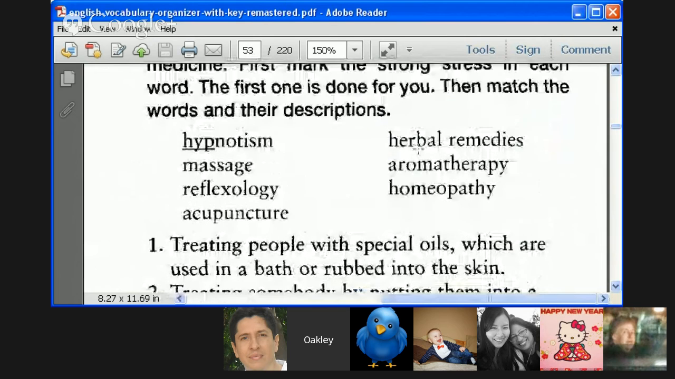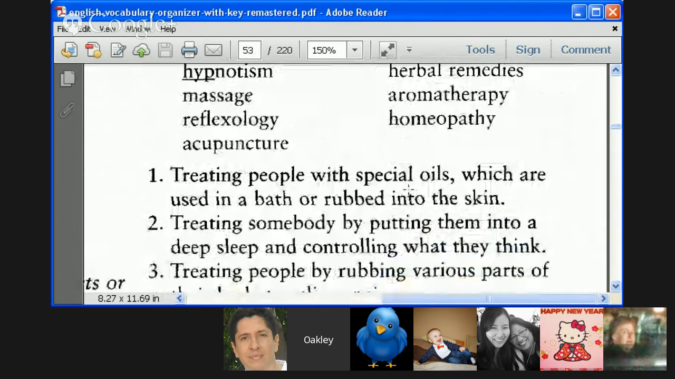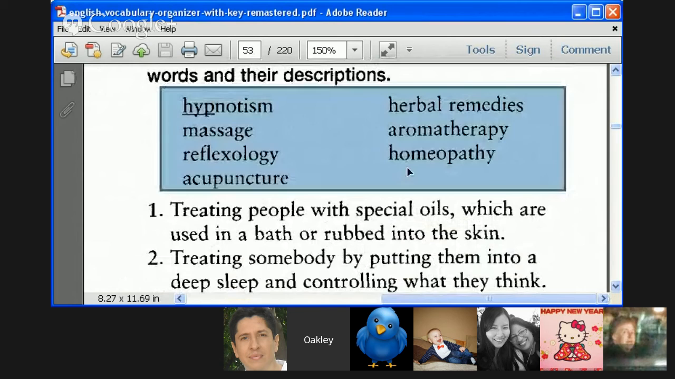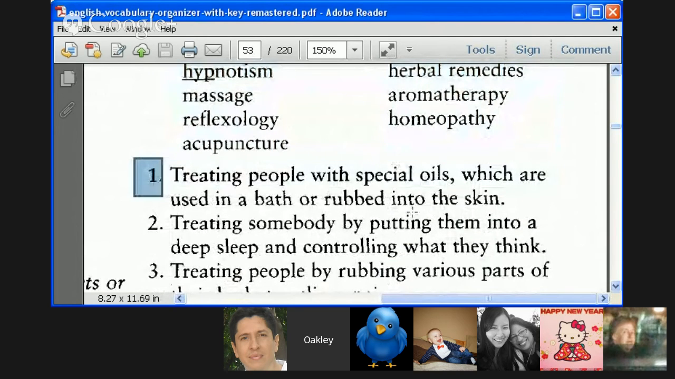Let's talk about, we've only got 5 minutes, let's talk about alternative medicine. Okay. Which is which? What are these things? Looking at these different alternative medicines, let's take a look here. Ken, can you read number 1 and tell me which one you think it is? Okay, treating people with special oils which are used in a bath or rubbed into the skin.